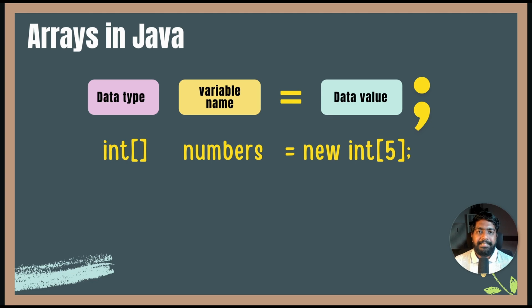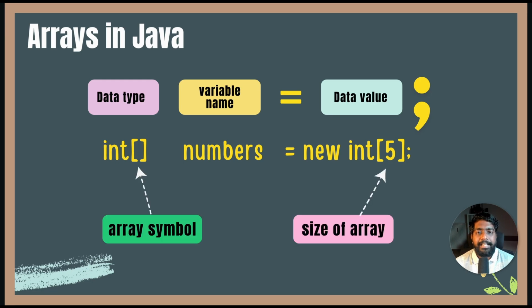Here is the complete syntax to create an array. Just like when we created variables or objects, we have to start with the data type. And then we provide a variable name, we use the equal sign and then assign the array that we have created. Pay attention that I have used the new keyword to create an array. Whenever we create an array object, we must specify the array symbol in the data type. And also when we are creating the array object, we have to specify the size of the array.